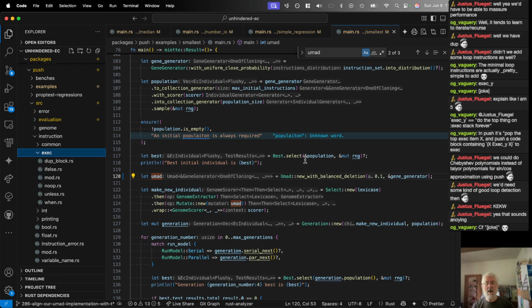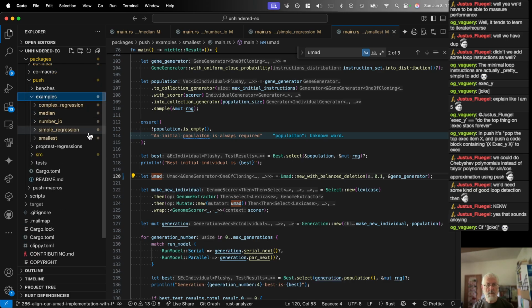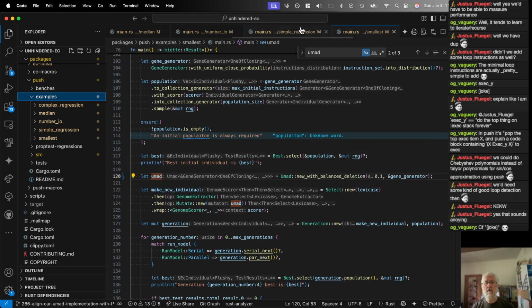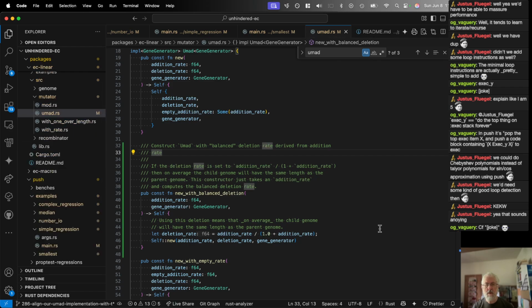Okay, so I think I've updated all the examples in push that use the UMAD to use the default, the new one with balanced deletion, which I think is a good name. And we added a little documentation, so yay us.